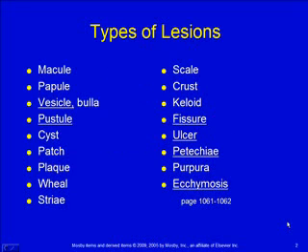These are different types of lesions, and I've underlined the ones that are the most common, that you'll hear the most common terms. You really do need to know these. You need to be able to communicate with other healthcare providers who are going to be using these very specific terms. So you need to know them, and like I said, I've underlined the ones that are the most commonly used.